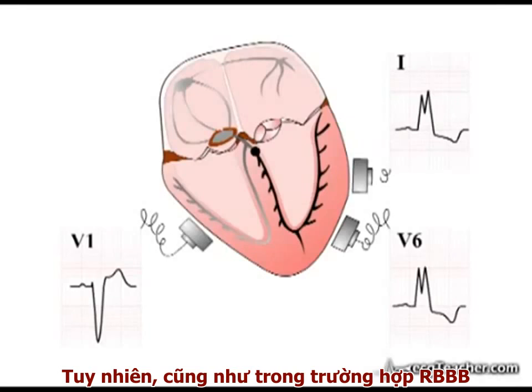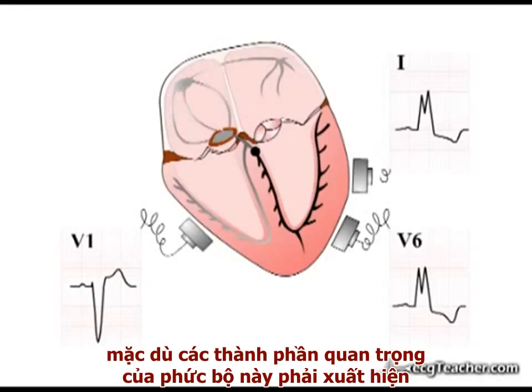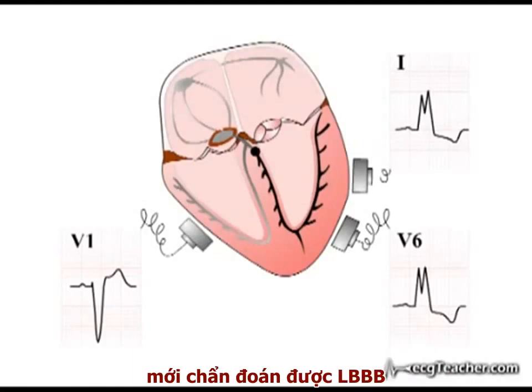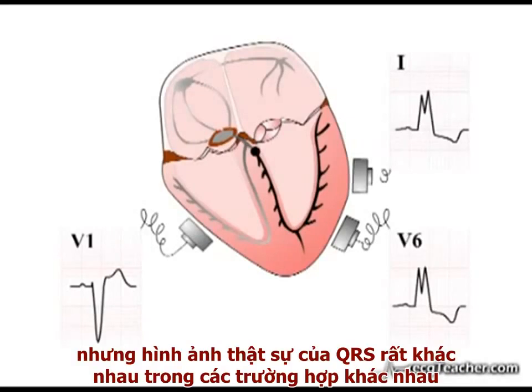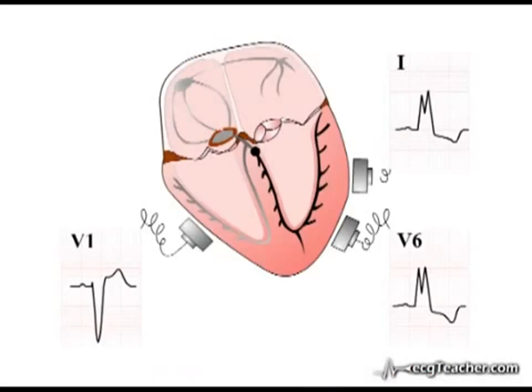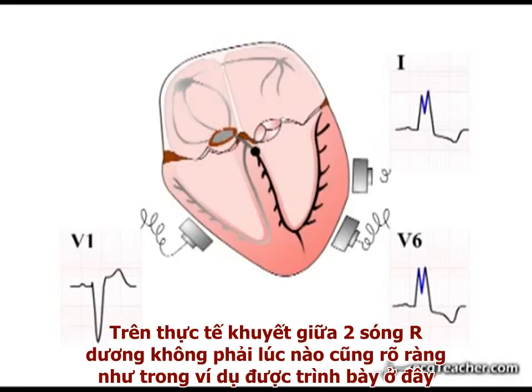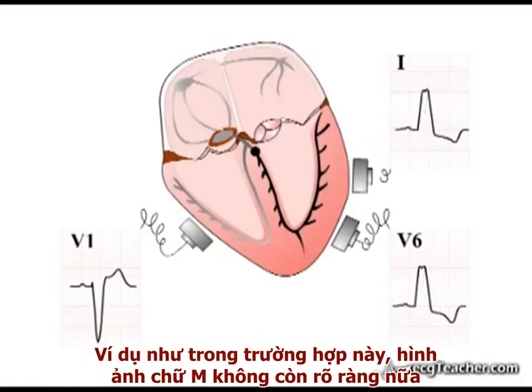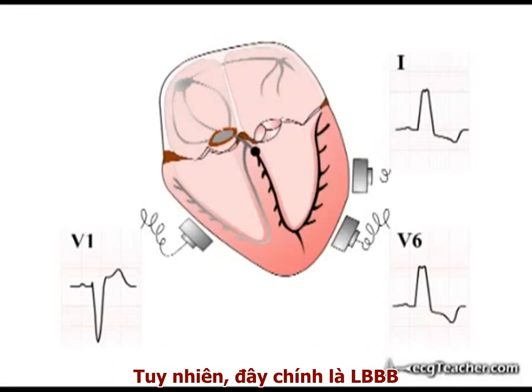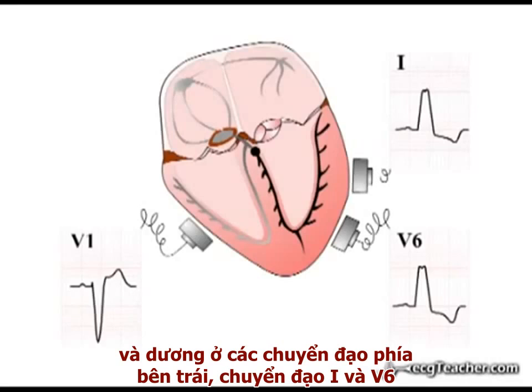However, just like right bundle branch block, although key elements of these morphologies must be present to make the diagnosis, the actual appearance of the complexes varies greatly between cases. In reality, the notch between these two positive deflections is frequently not as prominent as shown here. In this example, the M pattern is far less obvious. However, this is left bundle branch block, as the QRS complex is broad and predominantly positive in the left-sided leads, leads 1 and V6.